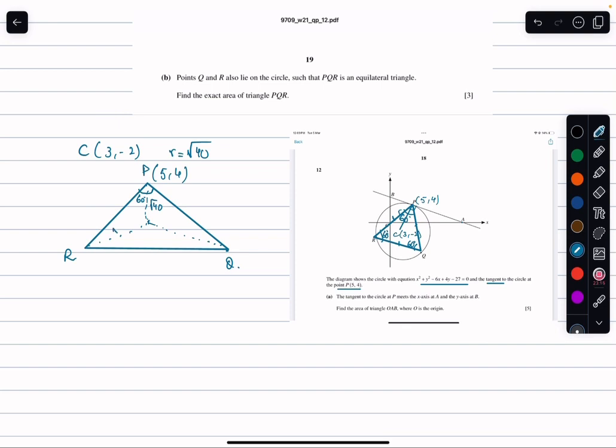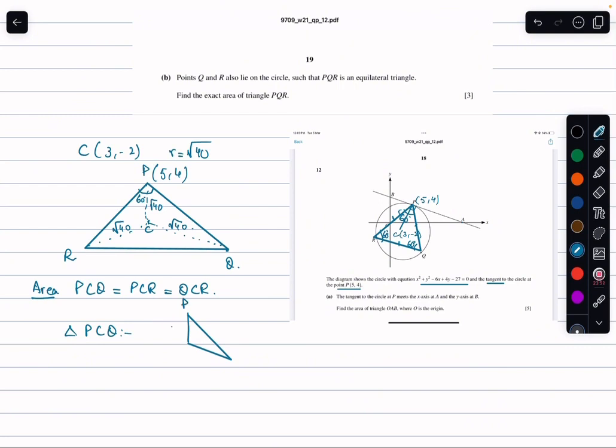So if I just draw the radius from the center up till the three vertices, what I can see is that the area of PCQ will be equal to PCR, and also QCR. That means if I should be able to get the area of one of the triangles, let's say I want the area of PCQ.